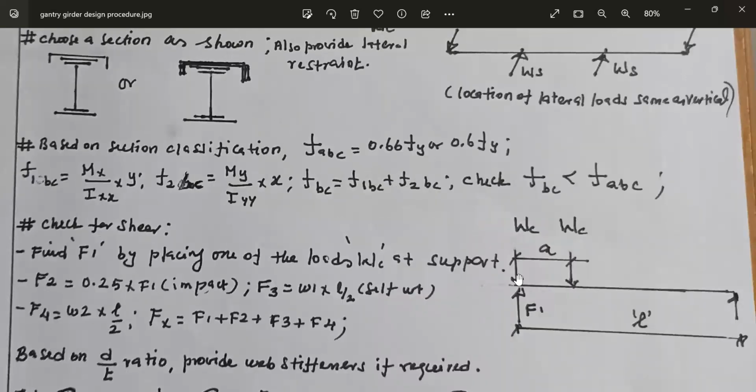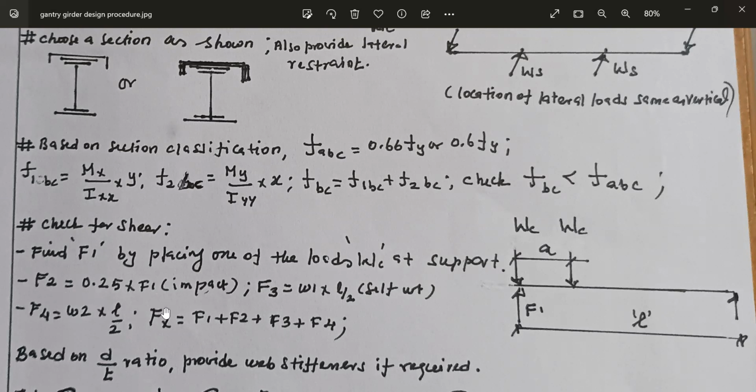Now these wheel loads you have to place at one end of the gantry girder. This gantry girder is supported on the columns by means of brackets. Place the loads such that one load is at the support, that is, near one column. Then the other load will be at a distance A, where A is the spacing between the two wheels. For this position, you calculate F1. This is the shear due to wheel loads.